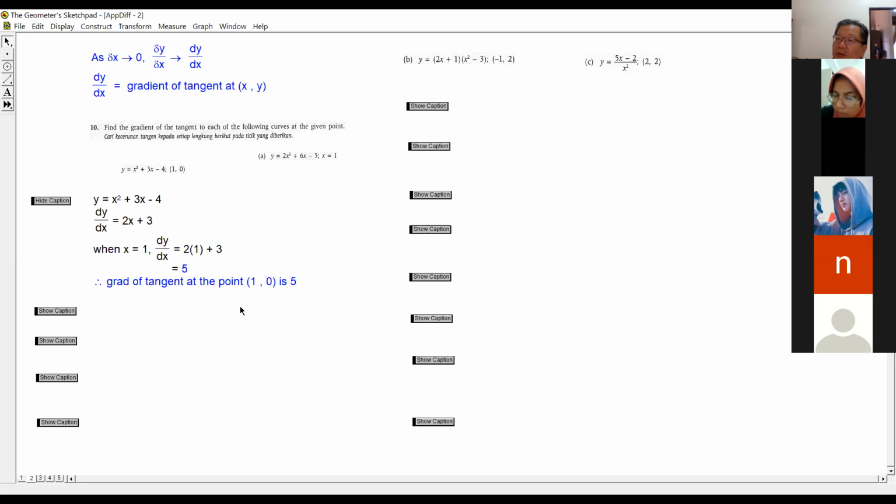What is the meaning of dy/dx? dy/dx means gradient of tangent, right? So the gradient of the tangent at this point (1, 0) is 5.